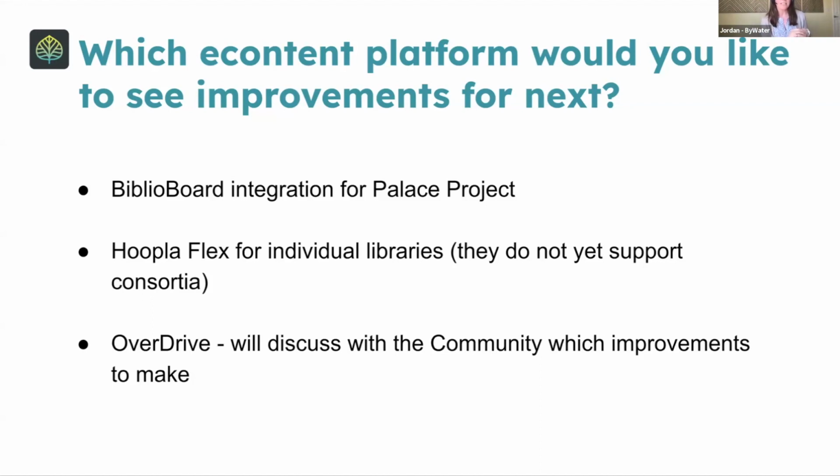The second one is Hoopla Flex for individual libraries. I have a note on here that says the APIs don't yet support consortia in the way that we need them to in order to be performant. I know we have a Hoopla rep on the call, so when we get to open time, or if you have any questions now, it would be a great time to ask her about these. So that's Bridget. But yes, we could do Hoopla Flex for individual libraries. If you have something else you want for Hoopla, that's also a possibility. Within the poll, you can put that in as well.